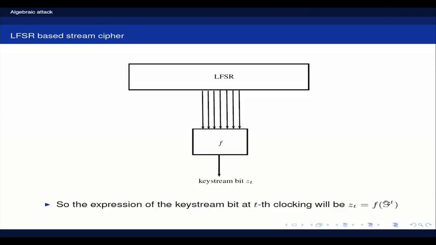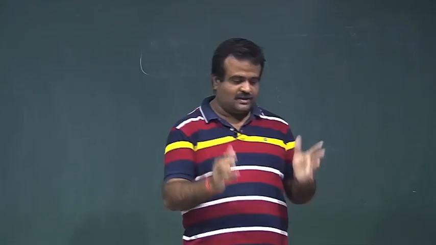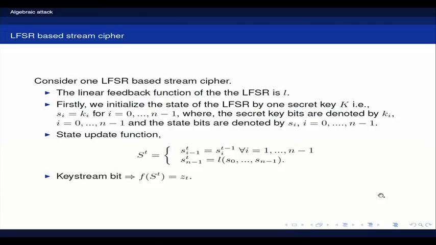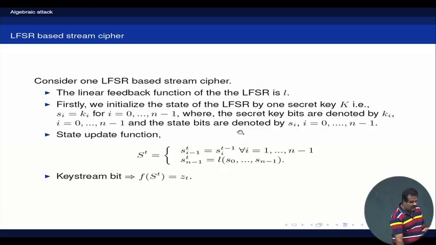So this is the key stream generator. We are taking this f, we take a state, and we apply this f on it, and we get the key stream. Now this f, for an LFSR based stream cipher, is basically the updating function. This LFSR has this update function. For all the bits, it is shifting by one position except the last bit, the nth bit. The nth bit is basically a linear feedback of these bits, depending on the polynomial which we are going to use for that.